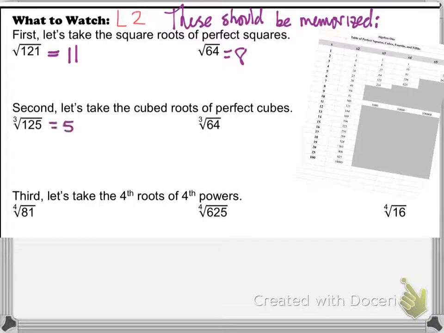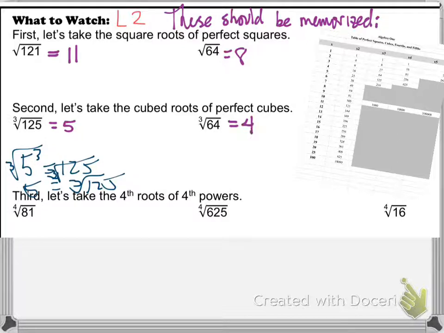The cube root of 125 is 5, right? That's because 5 cubed equals 125. So the cube root of those gives me 5 is the cube root of 125. Sorry for the messy handwriting. That was gross. So similarly, since 4 cubed is 64, the cube root of 64 is 4.